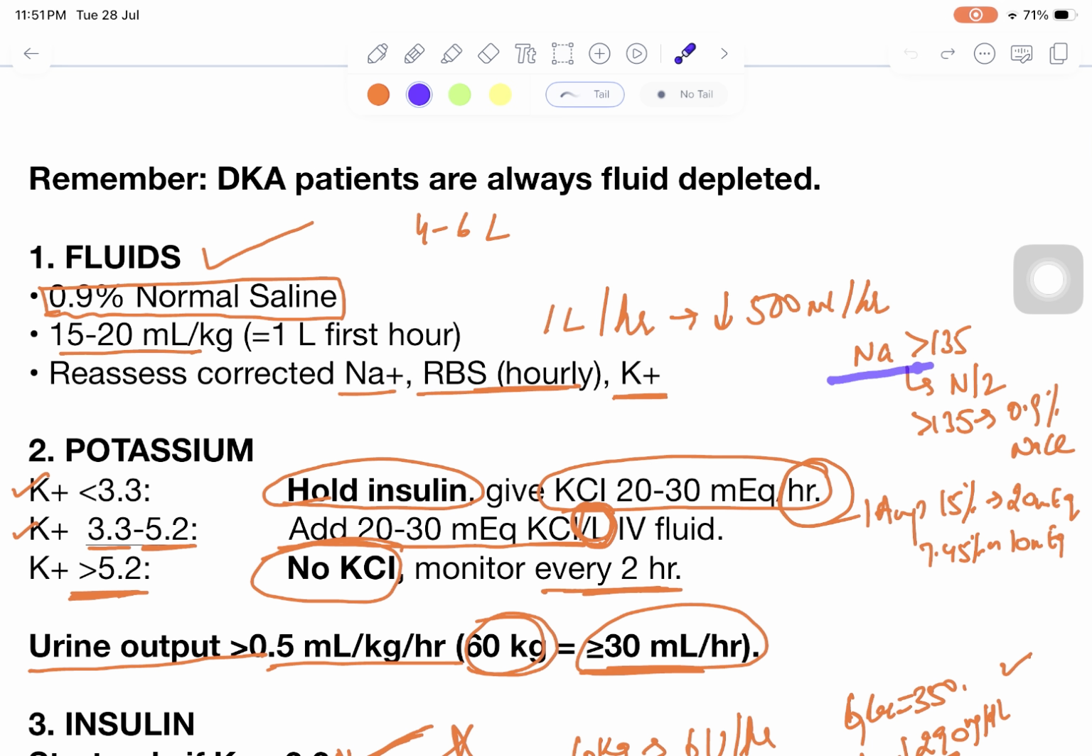Next, you have to look for sodium. If sodium is more than 135, you have to decrease to 0.45 NaCl, that is N by 2. If sodium is less than 135, you can continue with 0.9 NaCl. So next is the potassium part.